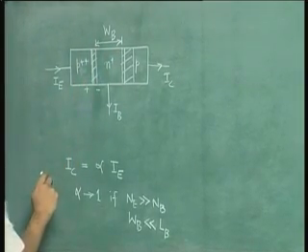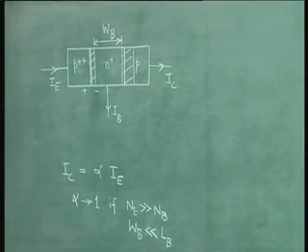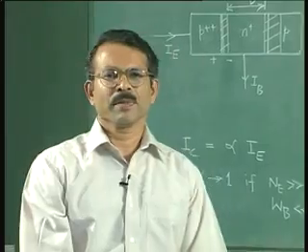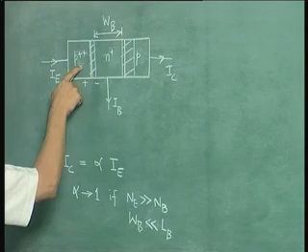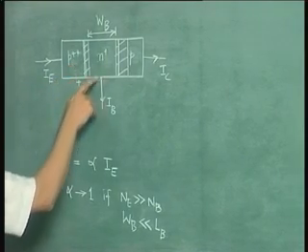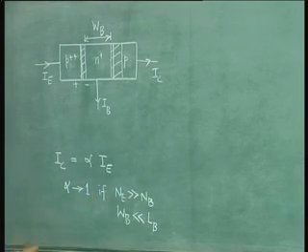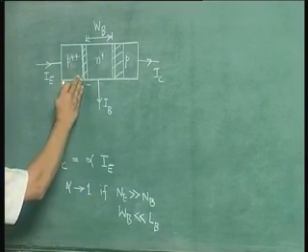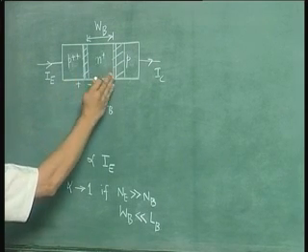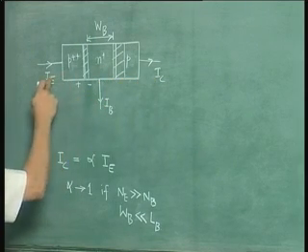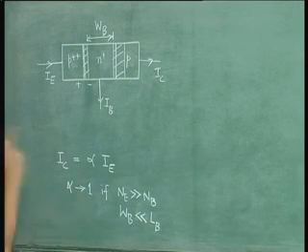And secondly, another condition for the transfer to be complete is that the doping NE, that is the doping in the emitter, should be much greater than the doping in the base. This is the relation. So if these two conditions are satisfied, then you will have almost complete transfer of the current from the emitter junction to the collector junction, or IC will be very close to IE. IC is equal to alpha times IE, where alpha tends to 1.